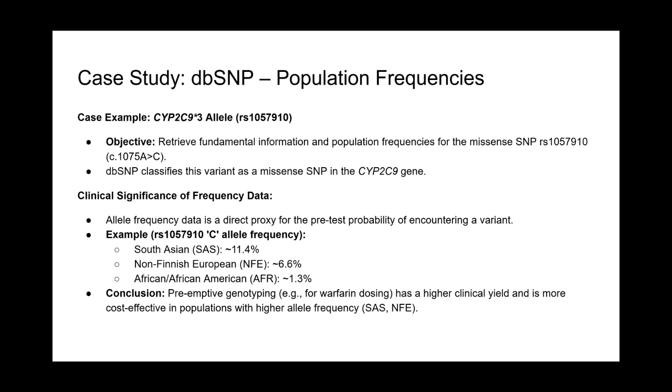The process begins with searching the database for the specific genetic variation. To do this, navigate to the National Center for Biotechnology Information's Reference Single Nucleotide Polymorphism Database homepage and enter the reference SNP identification number, known as the RSID, which in this case is rs1057910. After submitting the search, the resulting page provides a wealth of detailed information.